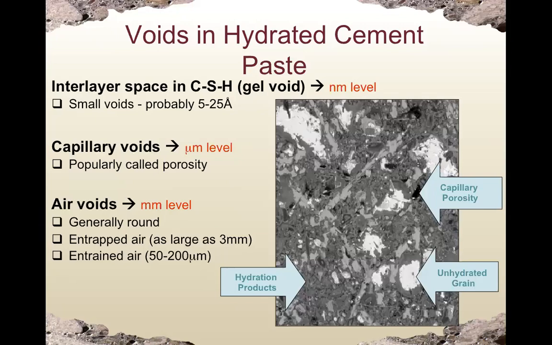We also have different types of voids. From small to large, we have interlayer space, which is the voids in the CSH gel, or we call that gel voids. Interlayer space is very small, at nanometer level, and it will not affect the strength and durability of concrete. So that is an intrinsic property of CSH gel, very small.